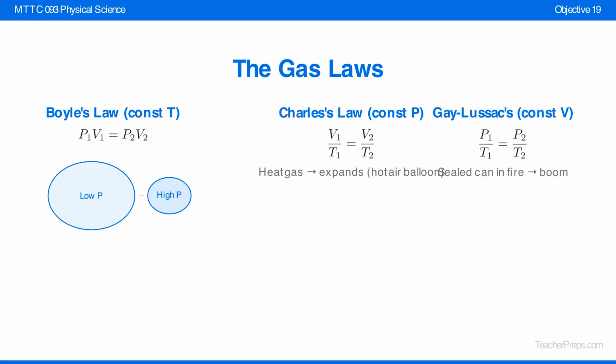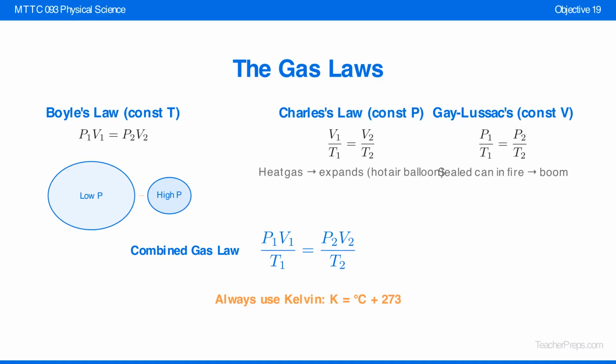Gay-Lussac's law says that at constant volume, pressure and temperature are directly proportional. A sealed aerosol can in a fire has rising temperature, which causes rising pressure, which can cause the can to explode. The combined gas law puts them all together: P1V1 over T1 equals P2V2 over T2. Remember, always use absolute temperature in Kelvin. Kelvin equals Celsius plus 273. And Avogadro's law states that equal volumes of gas at the same temperature and pressure contain equal numbers of molecules.